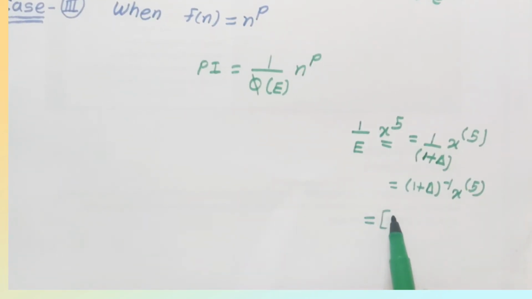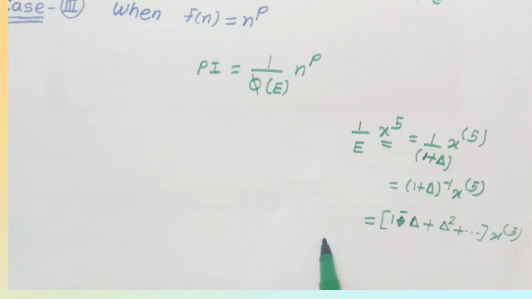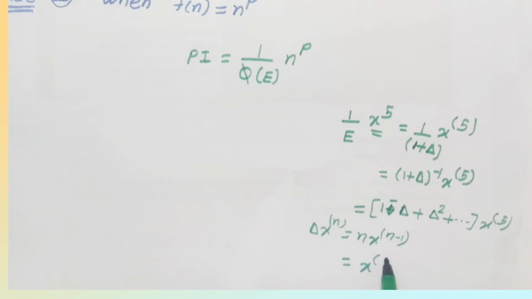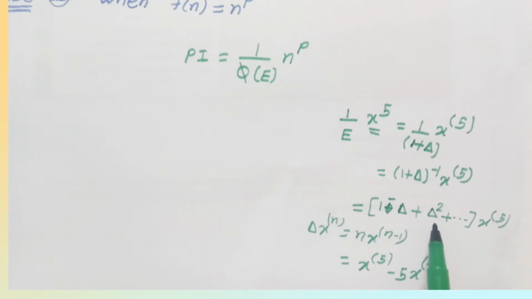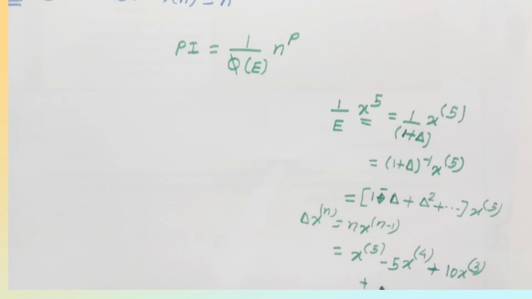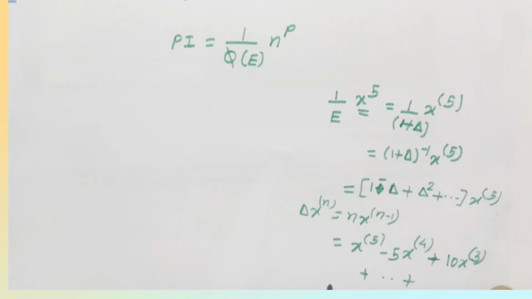Apply the binomial expansion for this term, then we get 1 minus delta plus delta square and so on, x raised to power 5 factorial. And as you know, delta x raised to power n factorial is n x raised to power n minus 1 factorial. So using this formula we have to solve this term. Here it becomes x raised to power 5 factorial minus delta x raised to power 5 factorial, which is 5 x raised to power 4 factorial, plus in the next term twice delta square, so 2 times the difference, which will be 10 x raised to power 3 factorial, and so on. Doing this, we can find the answer up to the last term.